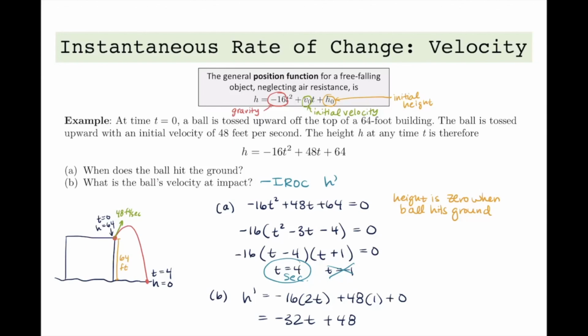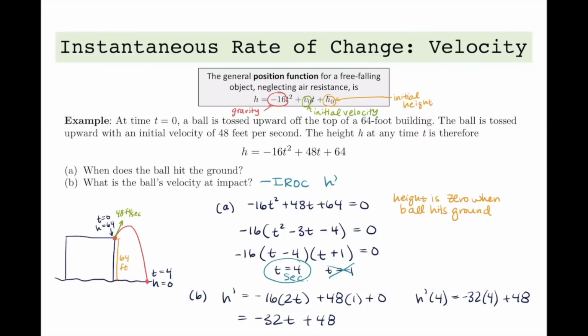Now we want to find the velocity at the point in time when t equals 4. So we're going to substitute a 4 into the velocity equation, or into h prime. That will give us negative 32 times 4 plus 48. If we simplify that, we will get negative 80.